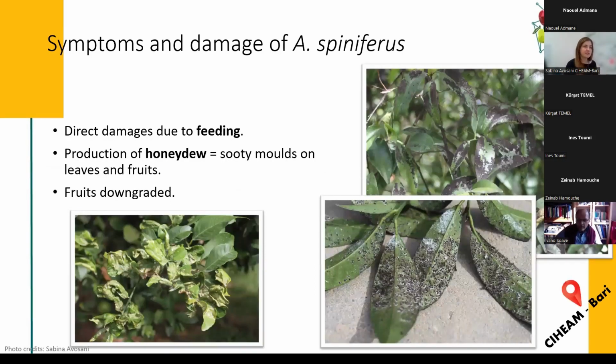In these pictures that I took at our institute, because we had quite remarkable infestation on some citrus plants, you can see that there is damage due to the direct feeding of this insect, especially on young shoots. And due to the production of honeydew, we had growth of sooty molds on the leaves, so reduction of photosynthesis, and also on the fruits, which are downgraded and in many cases unmarketable.